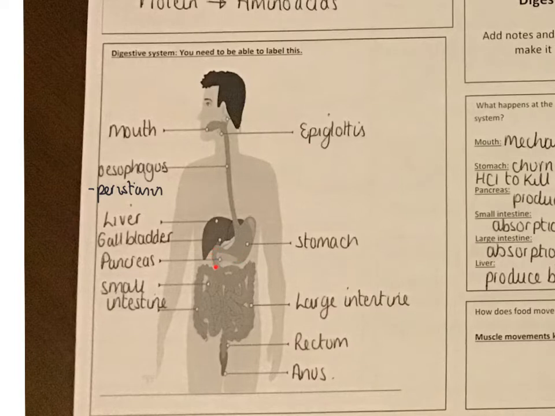Then from the stomach, food will leave the stomach and it will enter our small intestine, which is all around here. From the small intestine then it will go into our large intestine, then into our rectum where it will sit until we go to the toilet, and then we have our anus where excretion happens.